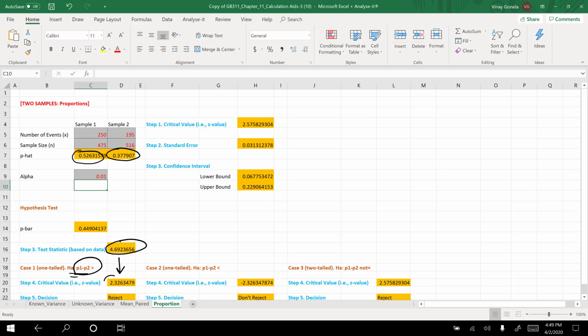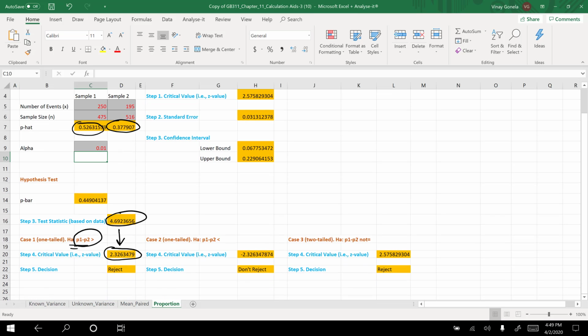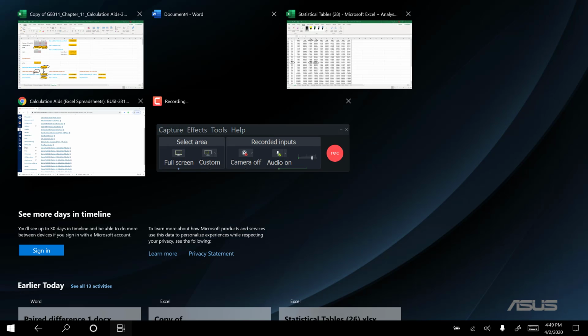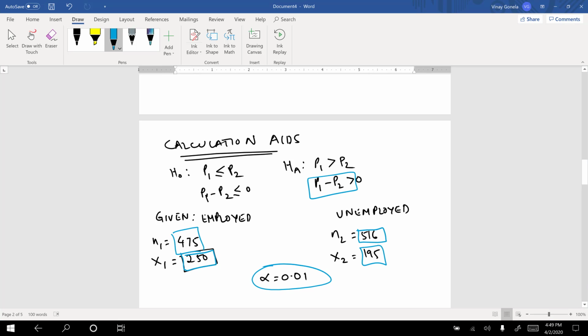So my critical value would be 2.32, and I will reject H null. So that means I am rejecting this. This is false, so that means this would be true. So that means P1 is greater than P2.